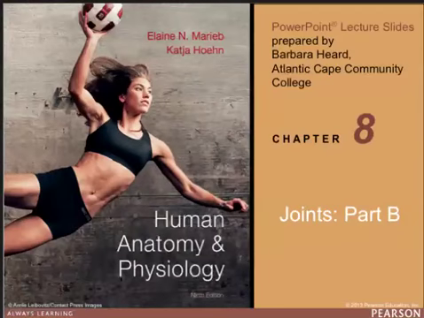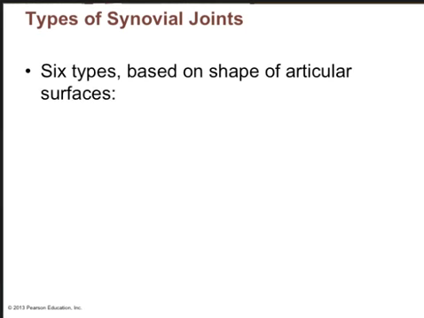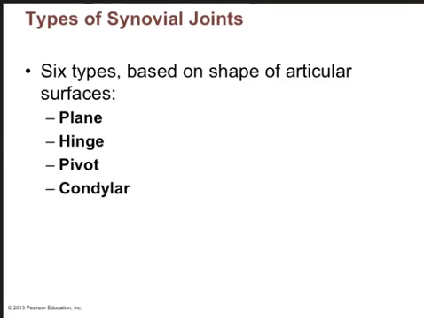Okay, welcome to the second half of the chapter dealing with articulations. And we want to address now the types of synovial joints. There are 6 types that are based on the shape of the surfaces that come into contact with each other. These include plane joints, hinge joints, pivot joints, condylar joints, saddle joints, and ball and socket joints.